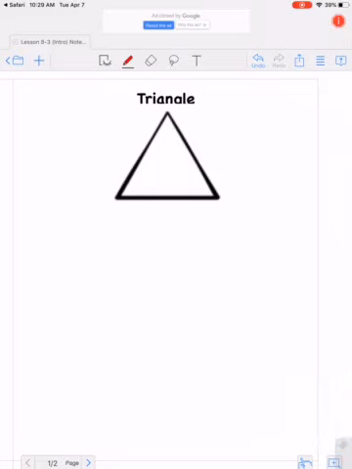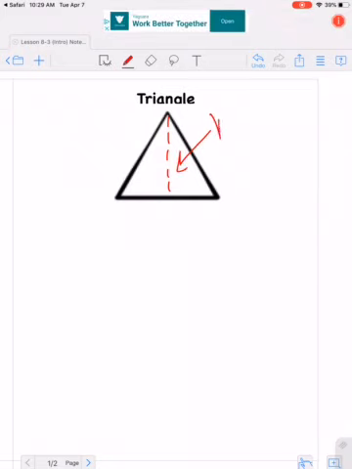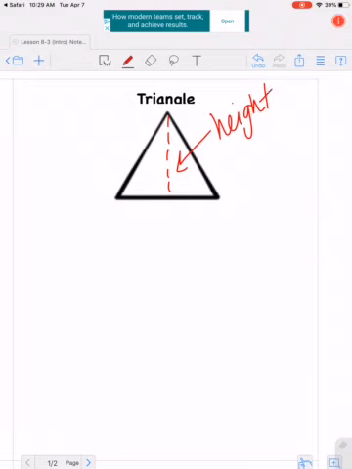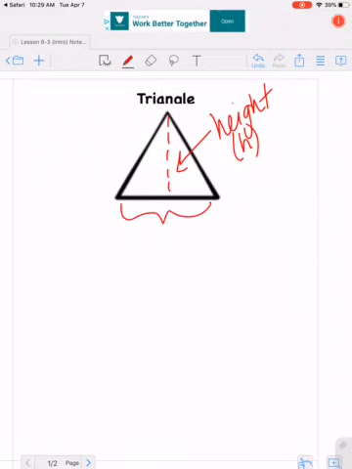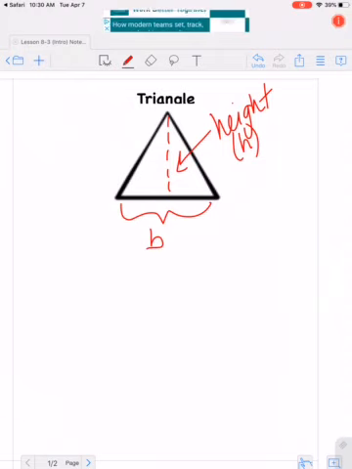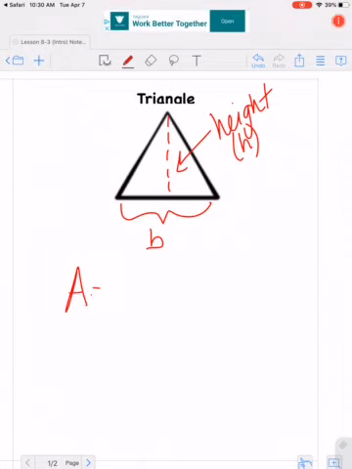Same thing again. We would draw from the tip of the triangle down, and this dot dash line here would be our height, or our H. Then our bottom side here would be our B. With a triangle, it is a little bit different because our formula is going to be 1/2 times your base times your height.